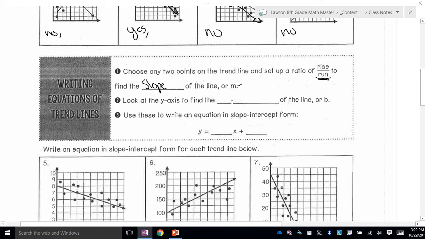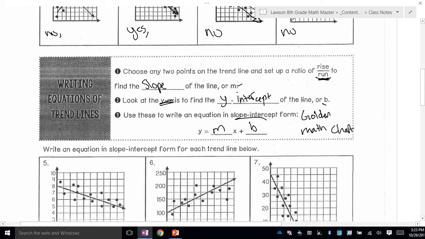Look at the y-axis to find the y-intercept of the line, or b. This should all be pretty familiar. Use these to write an equation in slope-intercept form. You should be able to get out that golden math chart that I gave all of you, and find your slope-intercept form, or maybe you have it memorized, and we know that is y equals mx plus b.